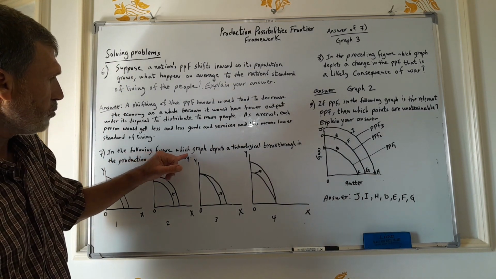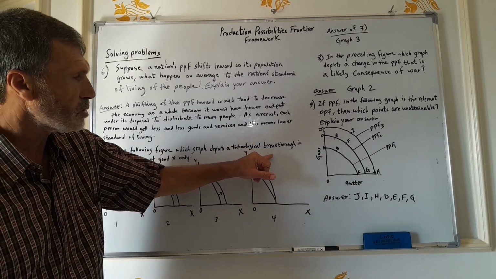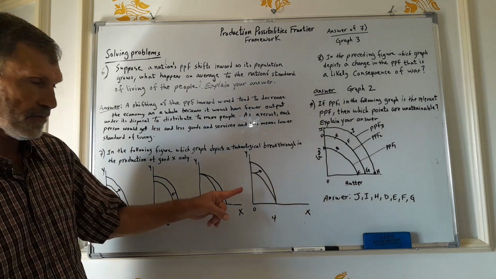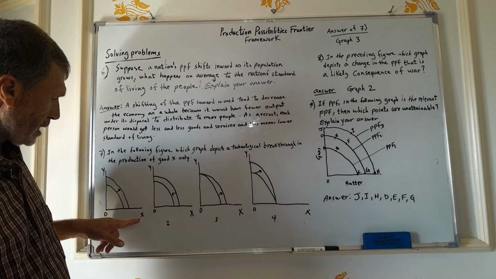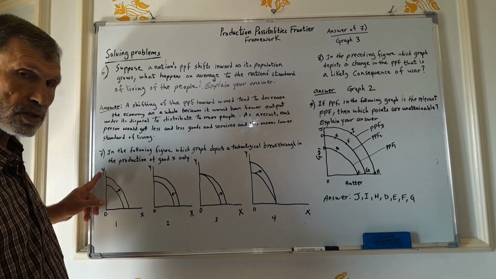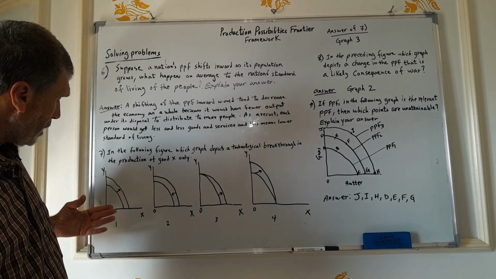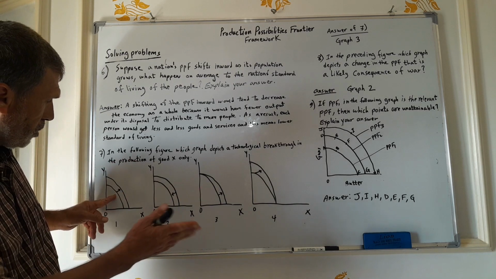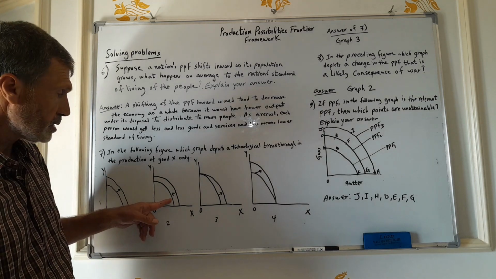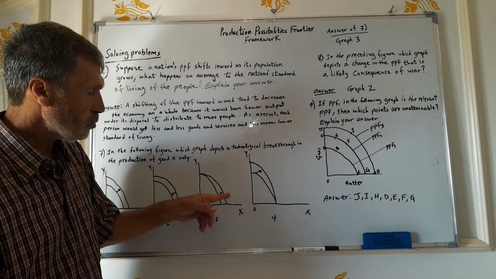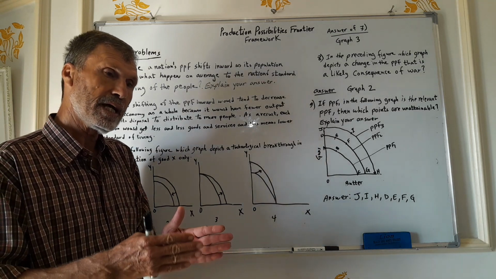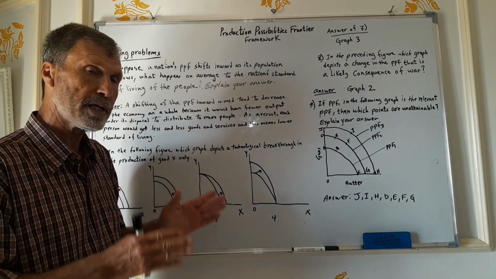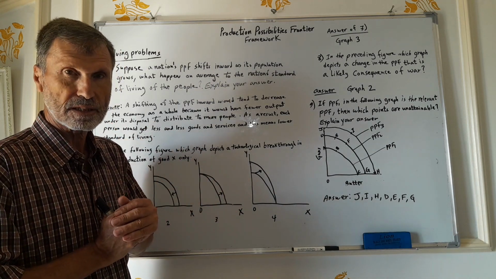Now we move to problem 7. In the following figure, which graph depicts a technological breakthrough in the production of good X only? So you have here 4 graphs. Okay? You have good X along the horizontal axis, good Y along the vertical axis, of course. And you see here the PPF, here the PPF is shifting outward. Here the PPF is shifting inward. Here the PPF is shifting outward. However, the maximum output of X increases. However, the maximum output of Y is fixed, is constant.